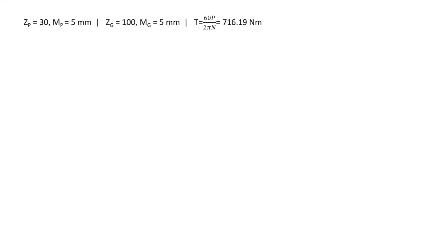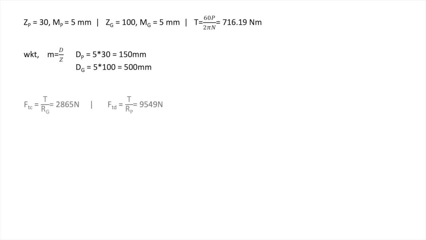Now again, moving on to the next step, we know that module is equal to diameter by the number of teeth. In this way we could find out the diameter of the pinion as well as of the gear. As in the diagram, I have represented pinion as C and gear as D.